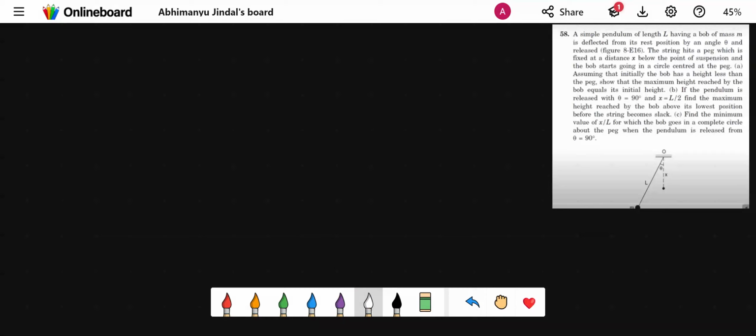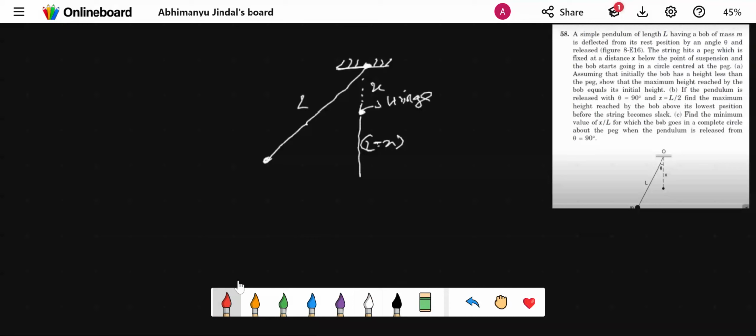Okay, let's draw the figure for this because this is a good question. You need to keep track of what you're doing. Let's say this is length L, and this is a peg right here at a distance x. So when the bob comes here, this part is L minus x. And this peg basically acts like a hinge. As soon as the string strikes it, some part of the string is stuck here, and the bob is going to come this way, get deflected this way, and so on. Basically something like this.